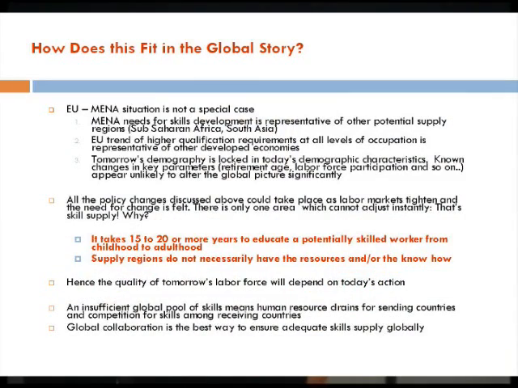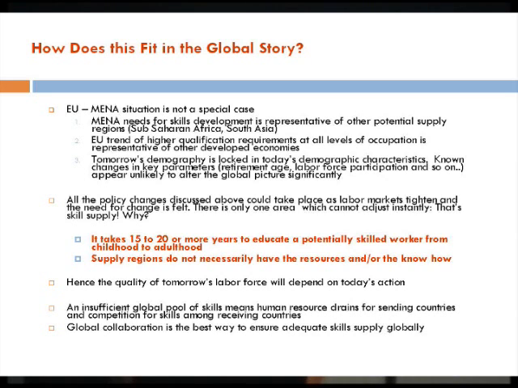There is only one area, and this is the most important thing that this report brings to the debate on this mobility issue. There is only one area where there cannot be an instant adjustment, and that's the skill supply. Why? The answer is very simple. It's obvious, but we don't necessarily think about it. It takes 15 to 20 or more years to educate a potentially skilled worker from childhood to adulthood.